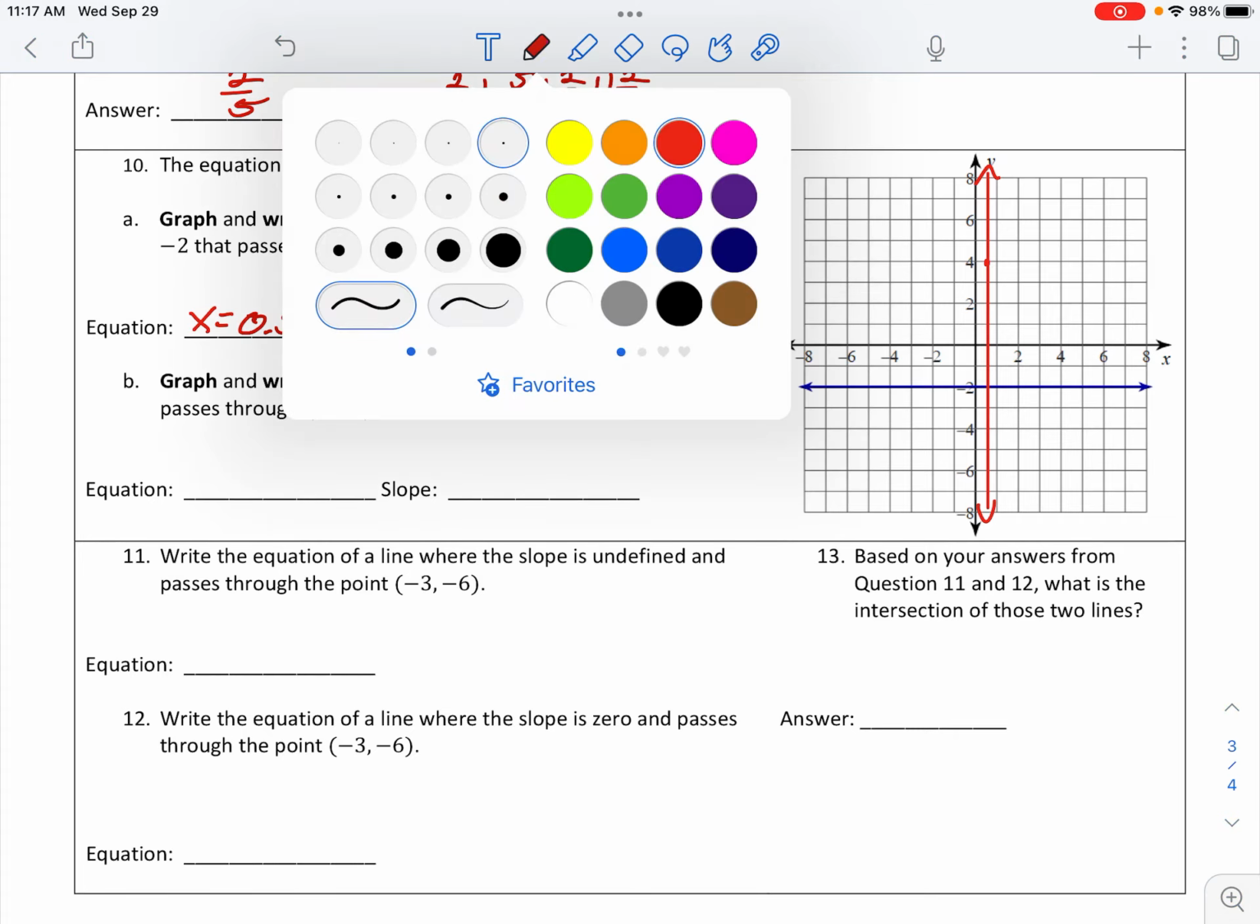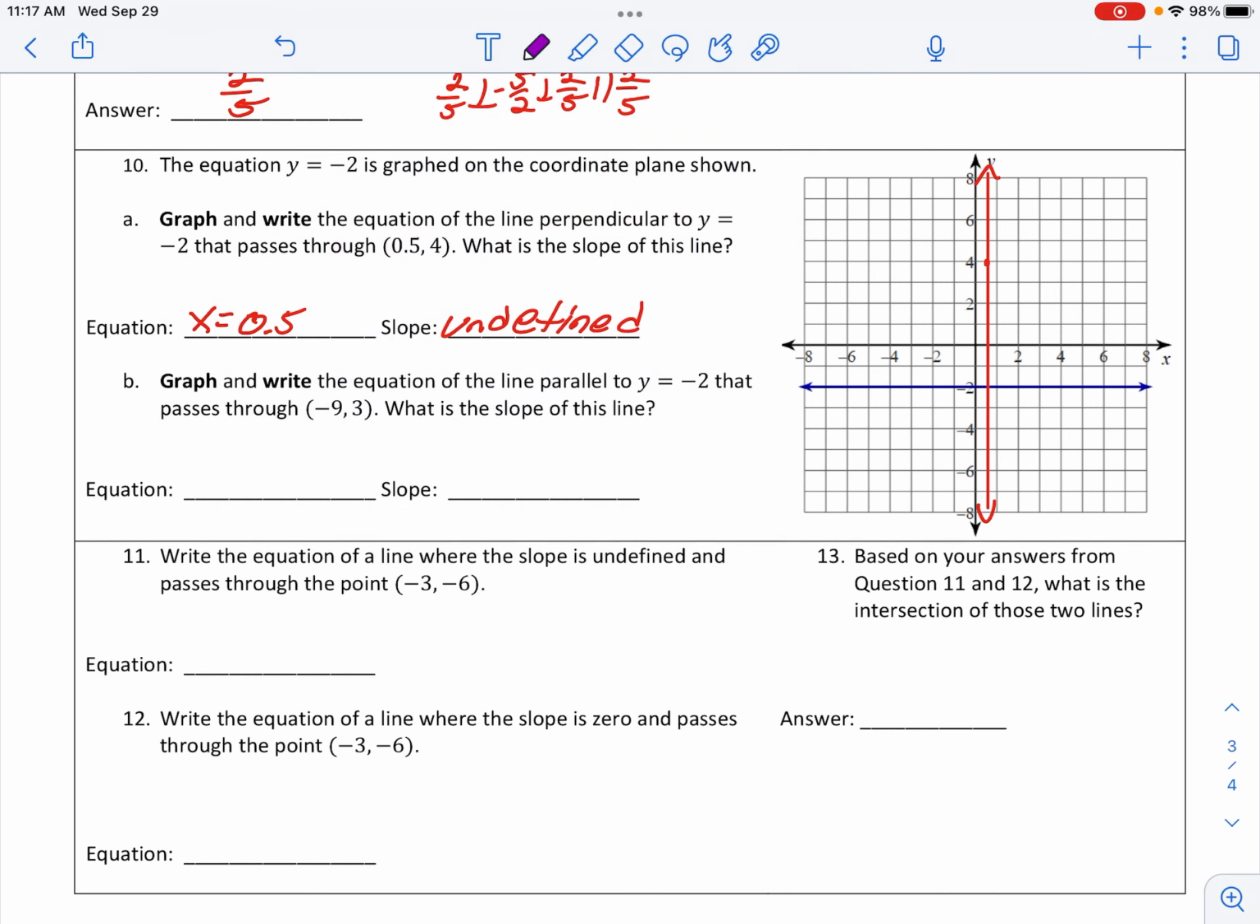On part B, we now want to make it parallel. So to be parallel, we want to go through (-9, 3), and (-9, 3) is just slightly off the graph. Okay, but we can then make our graph because it's going to be parallel. And that equation, because it's horizontal, y equals, and it's the y-coordinate of that point we wanted to go through. And the slope of every horizontal line is 0 because you are running, but you have no rise. And 0 divided by anything is, again, 0. So there we go.